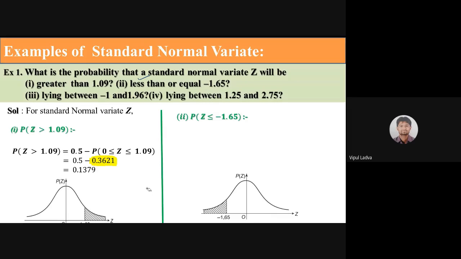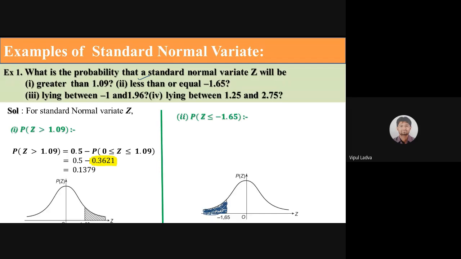Okay, good. Now, I need to find the probability that z is less than or equal to minus 1.65. That means this is negative 1.65, and I'm looking for my standard random variable z being less than that. So we are looking for this particular region. Now, we know the limitation of our normal table. The normal table can't give us the probability in the negative part.